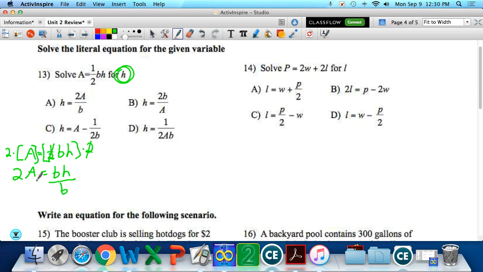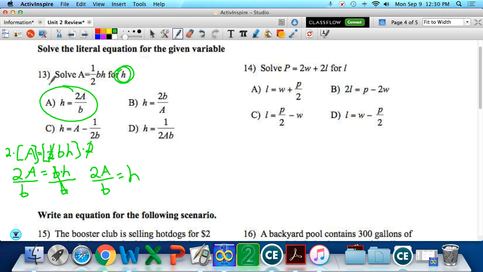Speaking of one step closer, our next step would be undoing this multiplication with division. Those are going to cancel out, and you're going to see that I've got H all by itself. 2A over B equals H. I look through my answers, and there we are.